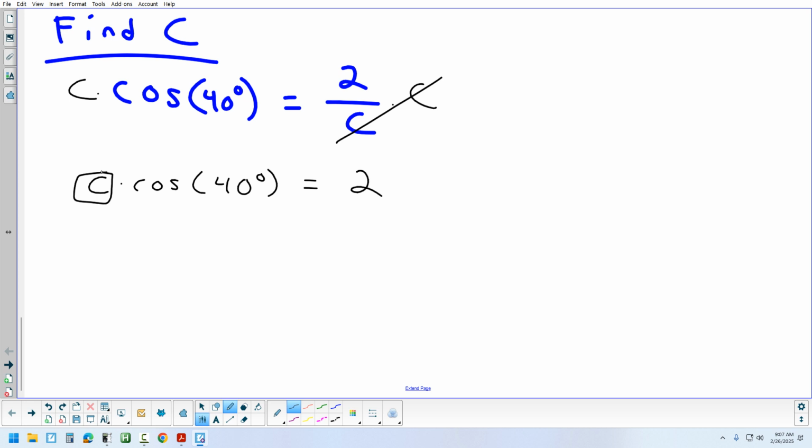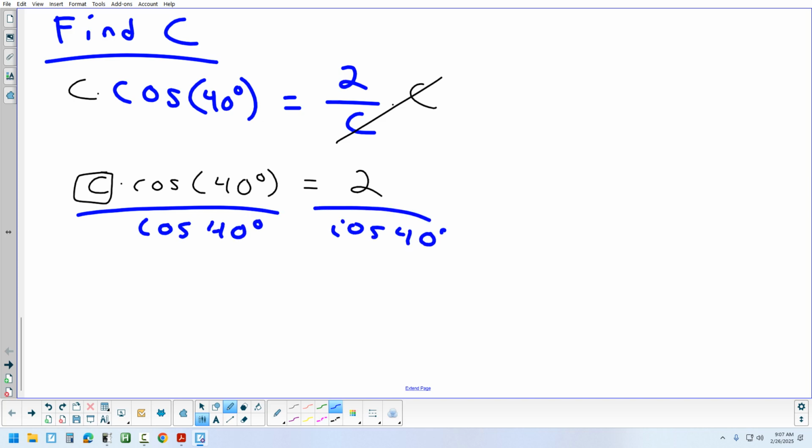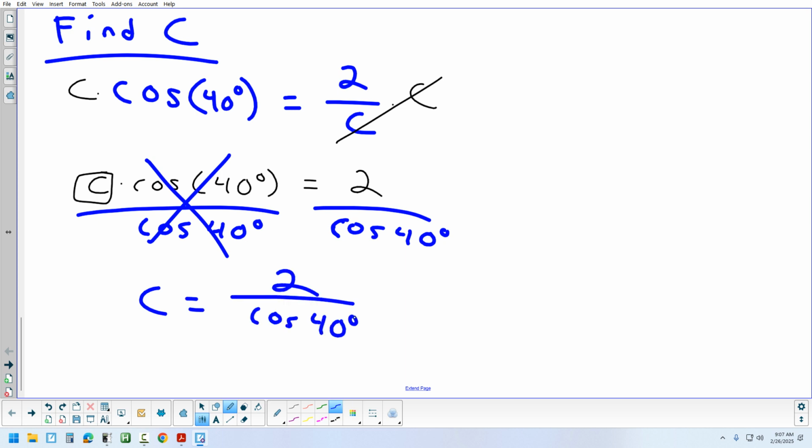Okay. How would we get c by itself and move cosine 40 to the other side? Yeah. Division. I'm going to divide each side by cosine of 40. We're not even going to figure out what the cosine of 40 is. Okay, we'll type it in on the calculator, but we're not going to round that off. Not till the very end. So our final answer is c equals 2 divided by cosine 40.